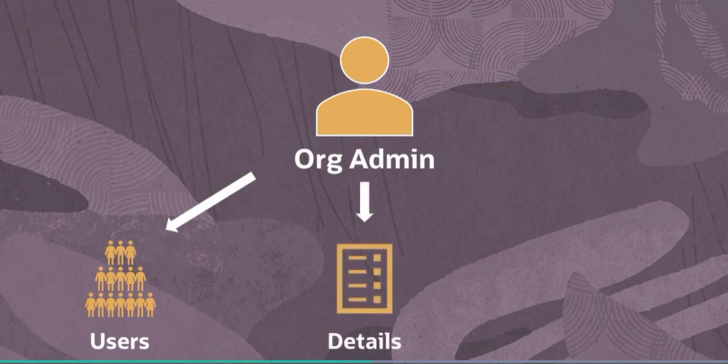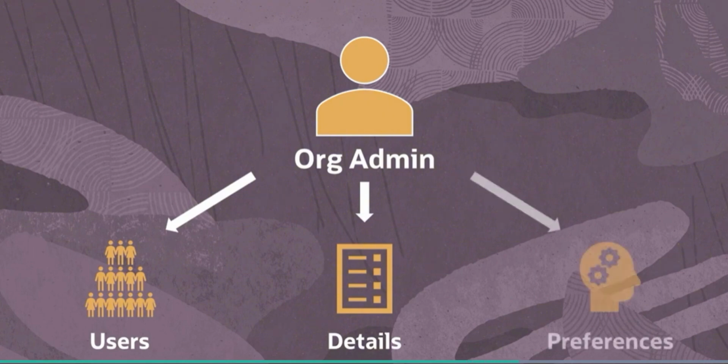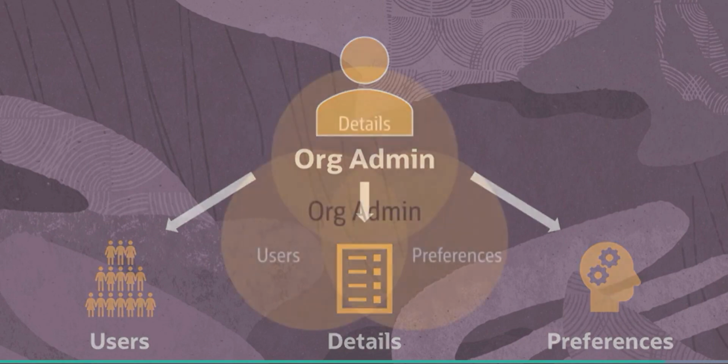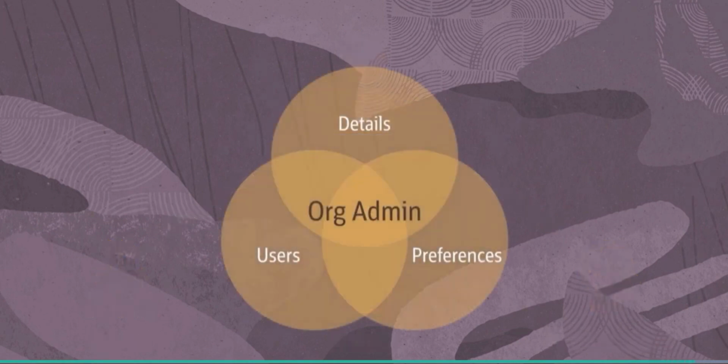Next are the details for the organisation itself, and this includes setting some defaults and basic information about your company. You probably won't be doing a lot of admin in this area, but it's still good to know. Lastly, there are preferences that relate to your organisation. There are a lot of them, but we'll focus on the ones that matter and that help you maintain more control and reduce risk. There will be some overlap in these three areas, but if you just remember that the Org Admin looks after users, details and preferences, that's a really good place to start.